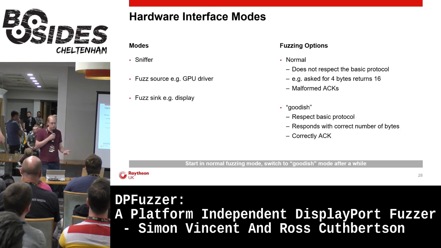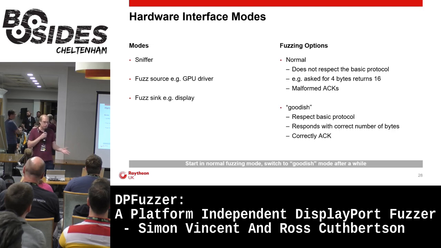And what we found was if we started fuzzing in normal mode for a day or two, and we hadn't found anything, we'd switch then into goodish mode and leave that for a week or two. And that sort of was quite effective, that approach.